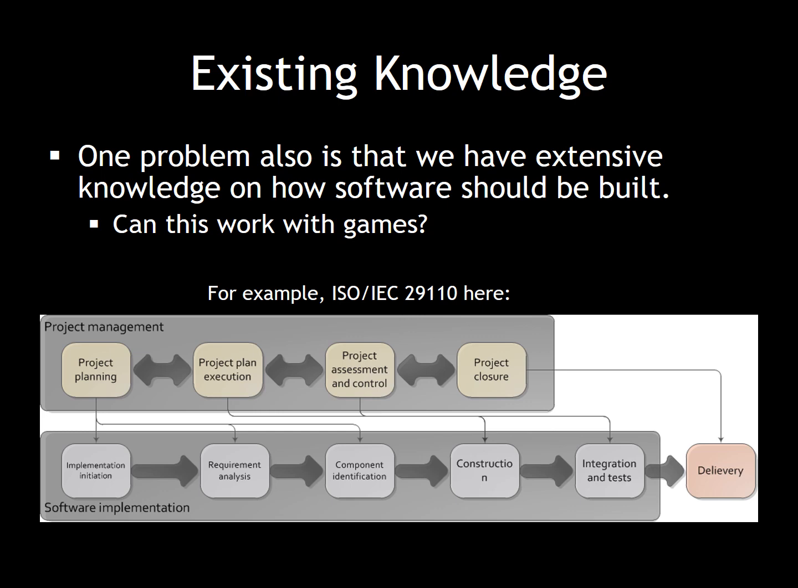But for example, here is the ISO/IEC 29110 model for very small enterprise development, meaning that this standardization defines the smallest possible process model, which includes all the necessary steps for a small company of a couple of people working with the principles of real software development, how enterprises do software development. So there's a planning phase, there's a plan execution phase, there's assessment and control, and there's a project closure. There's implementation, initiation, requirements analysis, component identification, construction, meaning, of course, development and quality assurance work. Then there's further integration and testing, and then there's a software delivery.